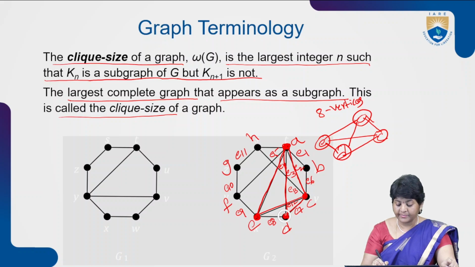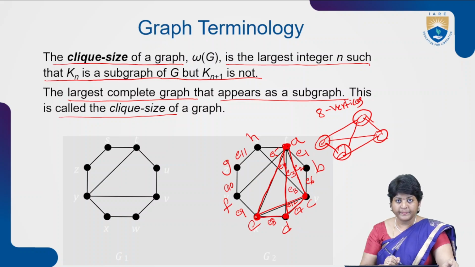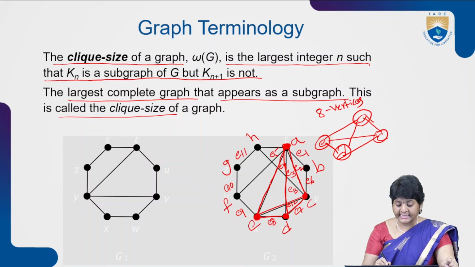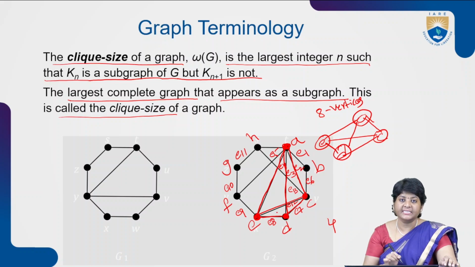So D is connected to C, D is connected to A, and D is connected to E. And now the fourth vertex E. E is connected to A, E is connected to D, E is connected to C. So here this is a subgraph, and the size of this is 4. Because A, C, D, E are connected to each other. These are connected to each other. This is known as a clique, and the size of this clique is 4.